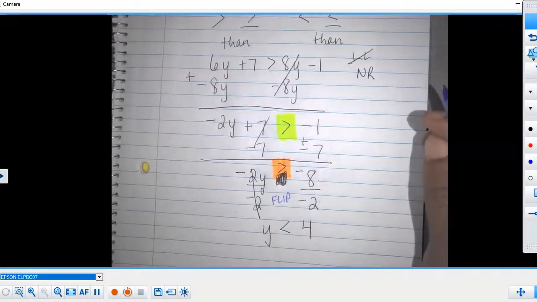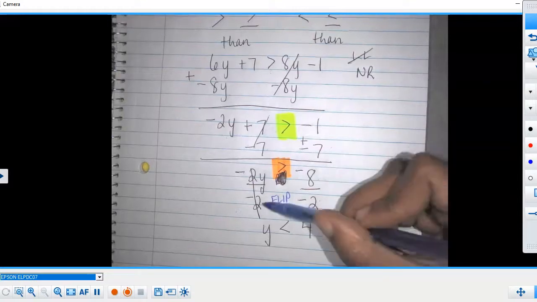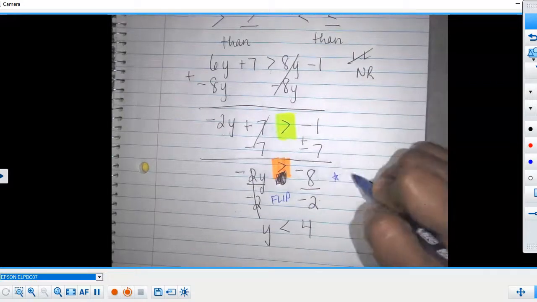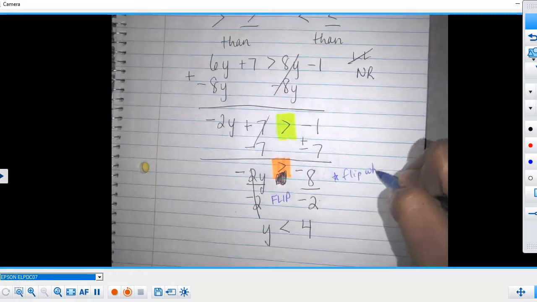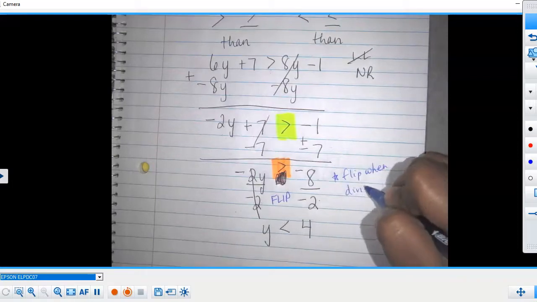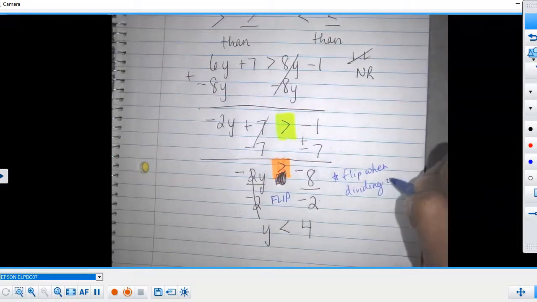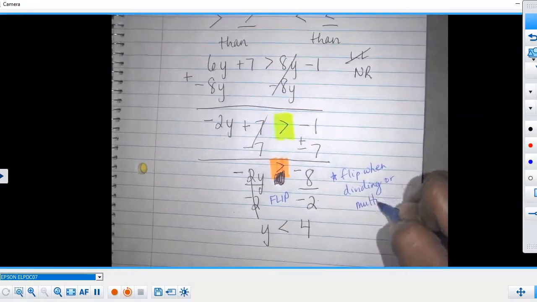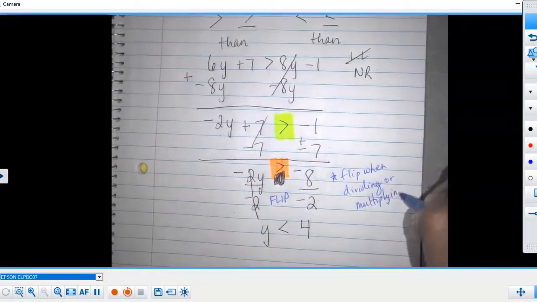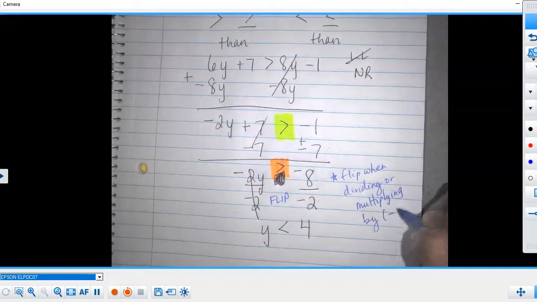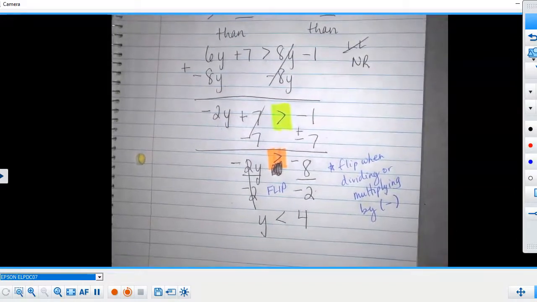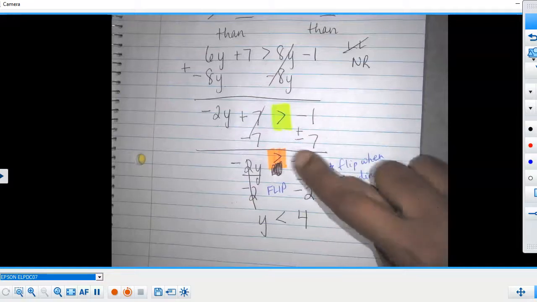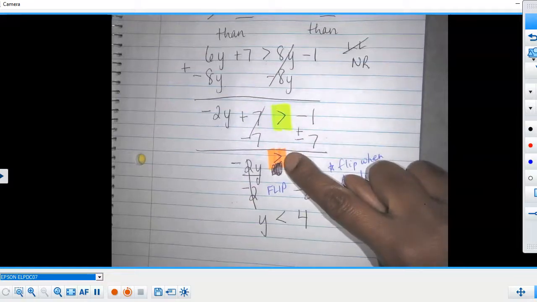Okay, we flipped. And we flipped because we divided by a negative. So I'm going to put a little star: flip when dividing or multiplying by a negative. I've been saying it in class, so hopefully that makes sense now. And again, if you forget to flip it on the day of the test, just check yourself, okay?